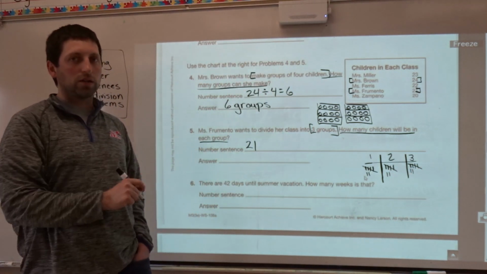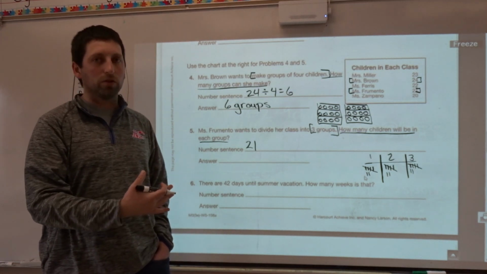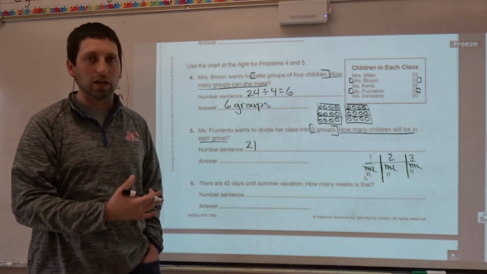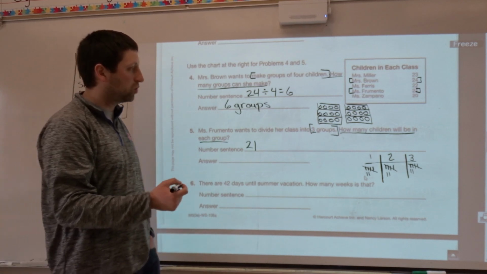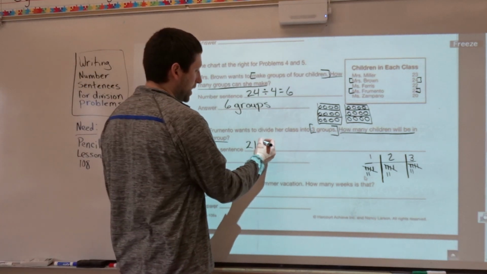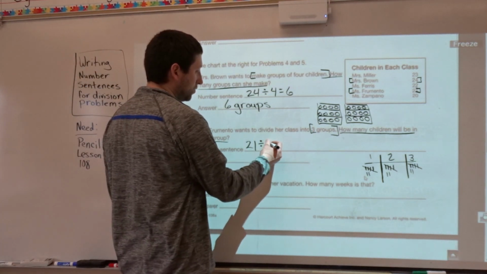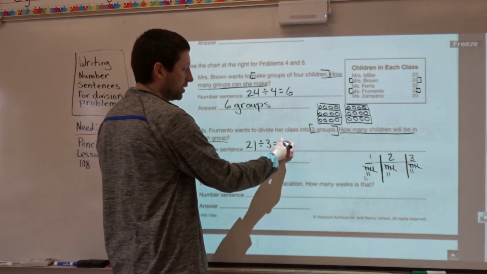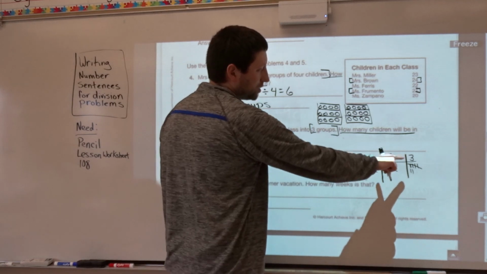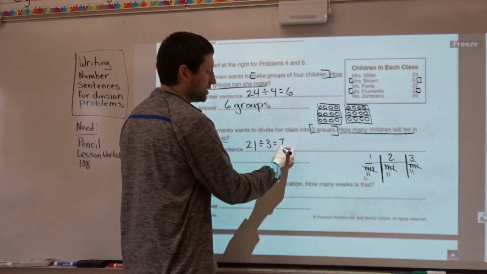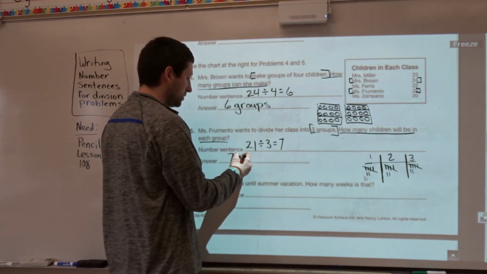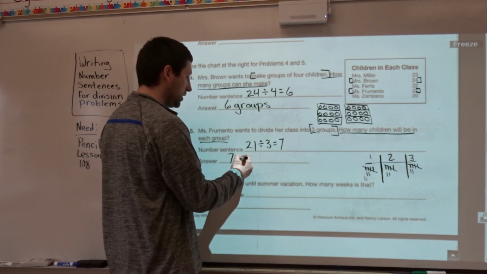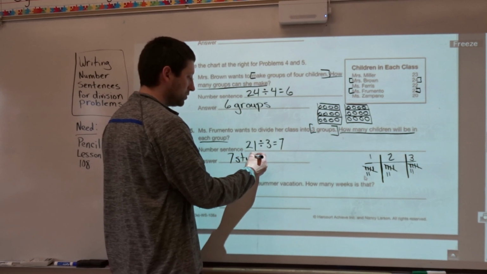So there's another way you can draw this out to help yourself divide if you need that help. So 21 divided by 3. 21 students divided by 3 groups, and as we can see from our chart here, we would have 7 students in each group. So 7 students.